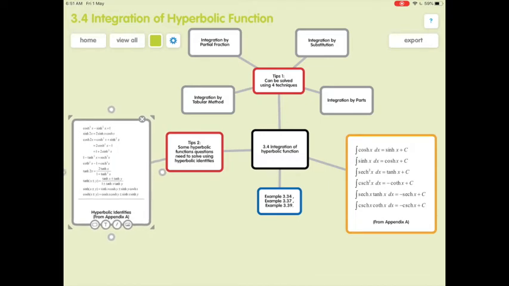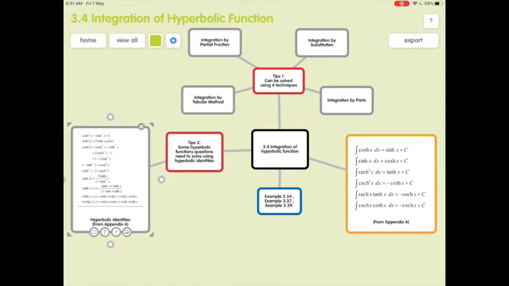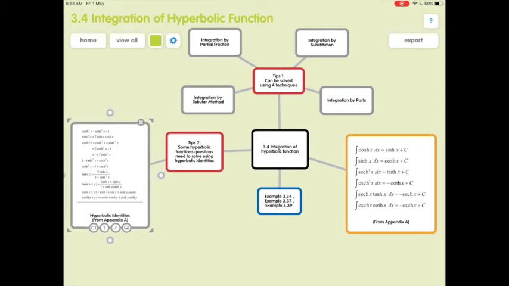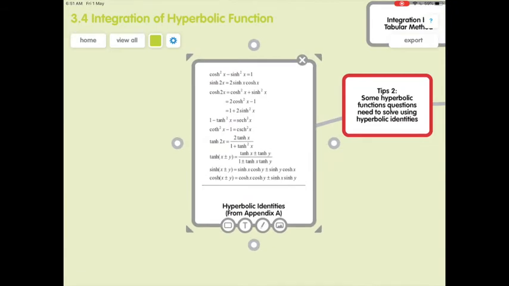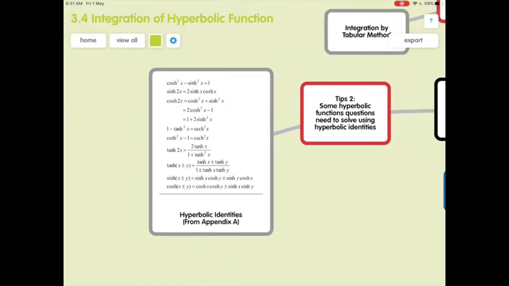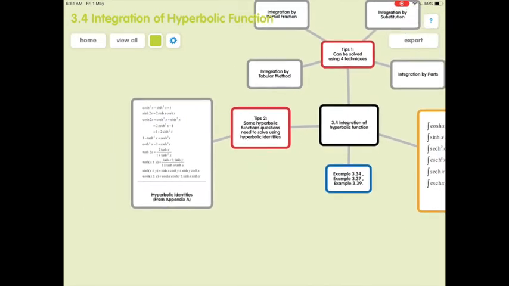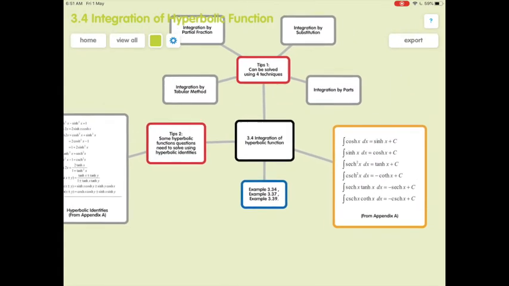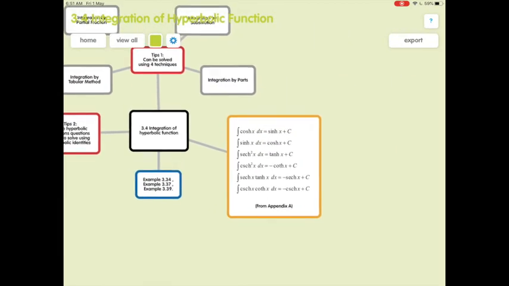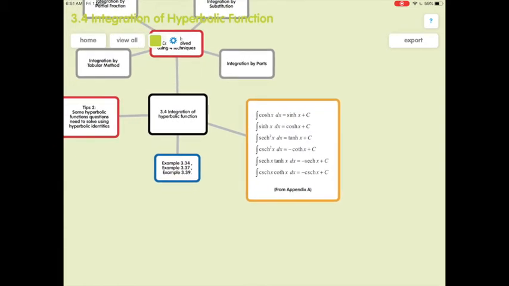For example, for trigonometric identities, we have sine squared x plus cos squared x equals 1. But for hyperbolic identities, it is hyperbolic cos squared x minus hyperbolic sine squared x equals 1. But don't worry too much, because these identities will be given during the final examination.